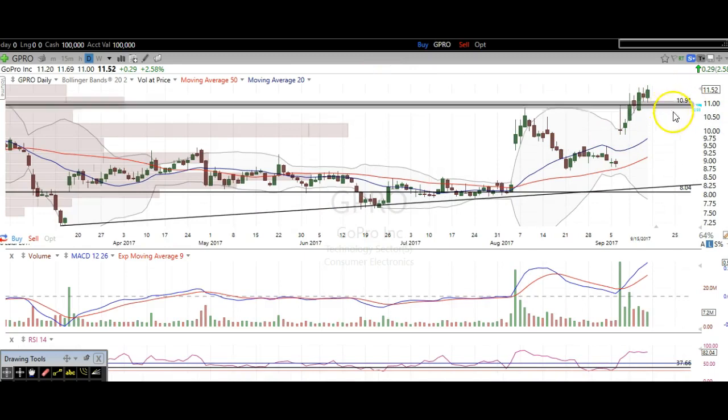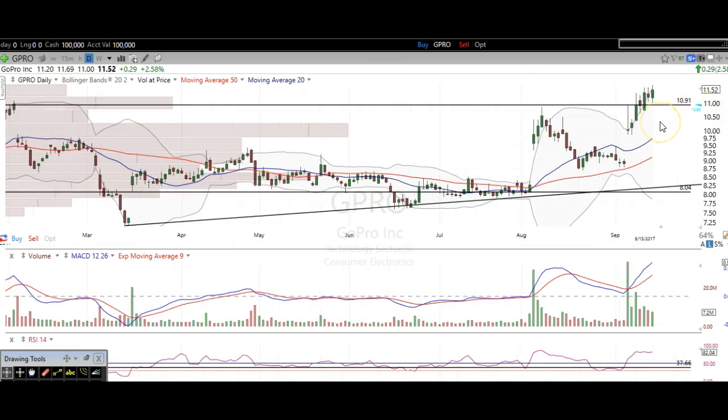Got some support at about 10.90. To me, this is going to be that level that I want GoPro to stay above. So as long as GoPro is above 10.90, I'm bullish. If it's below 10.90, I'm not necessarily bearish, but I want to see it sustain over 10.90 in order to remain bullish.